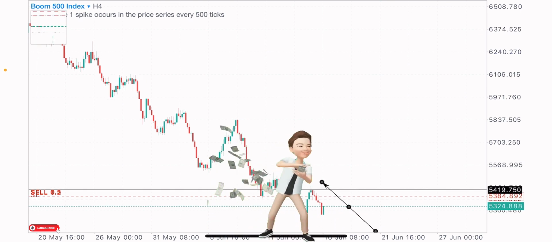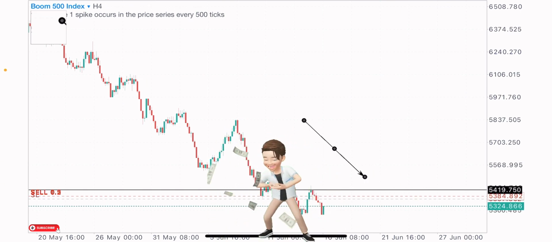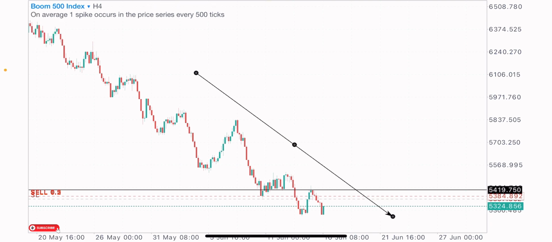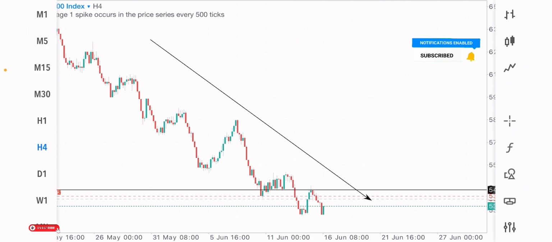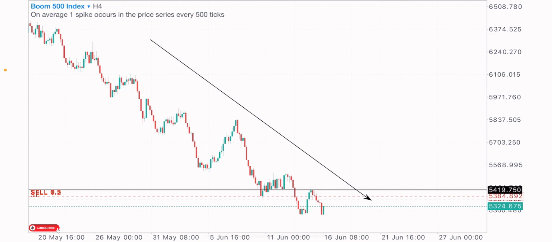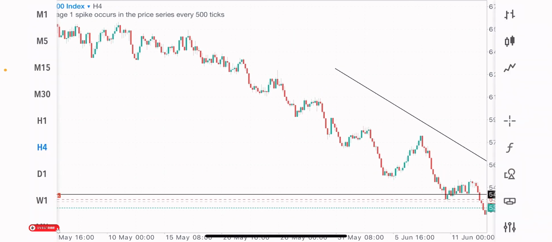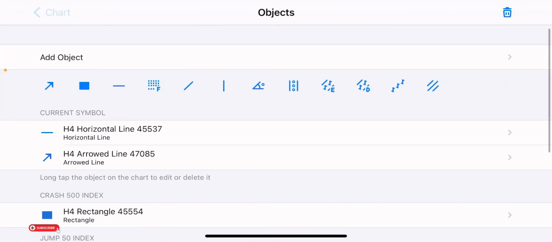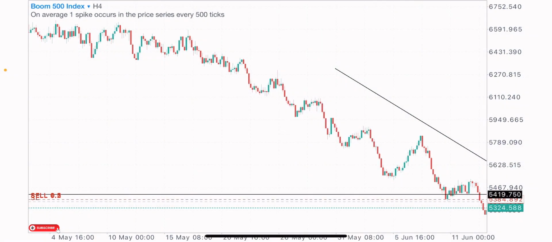I always emphasize trading with the market direction, the market trend. If the market is on a downtrend, you should look out for sell opportunities. You should focus on the sell side of the market. And if the market is in an uptrend, you should look out for buy opportunities. So on this downtrend on Boom 500 index, what I did was to mark out the levels and zones we got on this trend. Let's first spot the market trend.